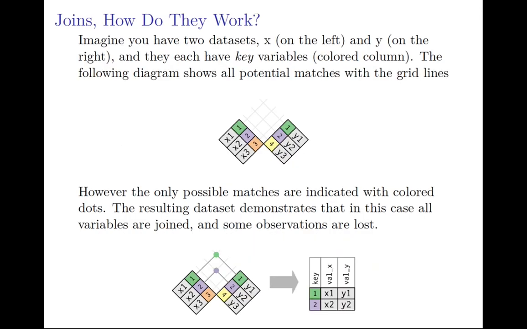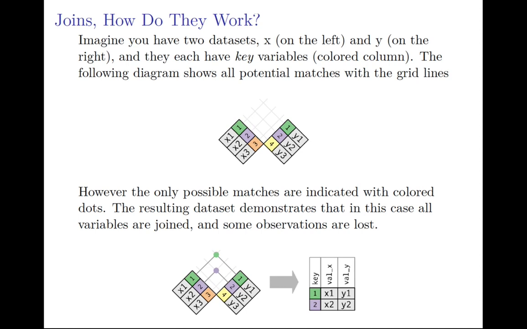So joins, how do they work? The R for Data Science book has some really useful diagrams to help envision joins, so we're going to go through them. Imagine you have 2 data sets, X on the left and Y on the right, and they each have a key variable, and that's the colored columns.